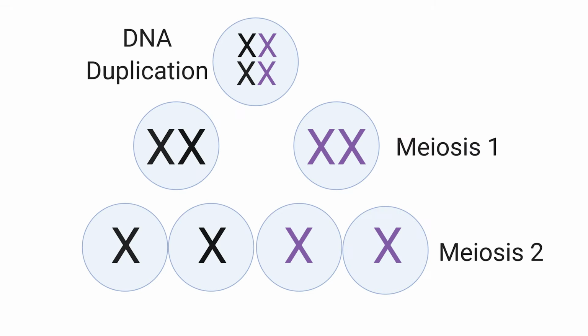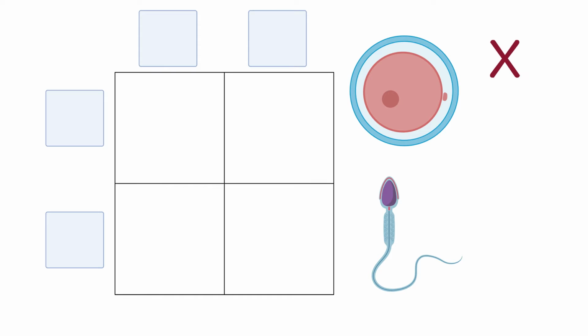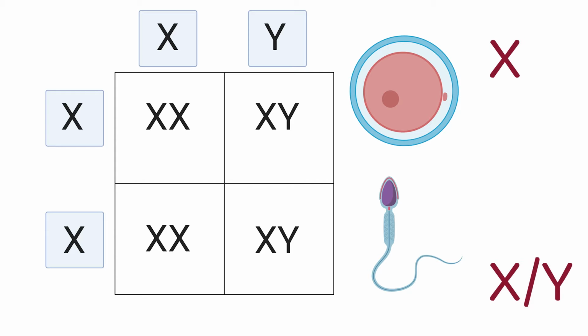Here we have a cell that starts out with 2 X chromosomes. During meiosis, each gamete will have one of these X chromosomes. In a cell that starts out with an X and Y chromosome, each gamete will get either an X or the Y. Eggs typically carry one X, and sperm generally carry either an X or a Y. We can see how this Punnett square would look.